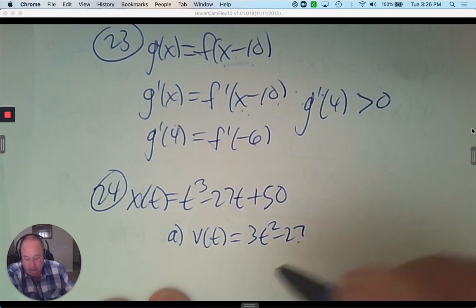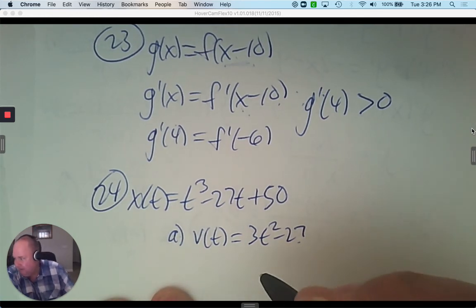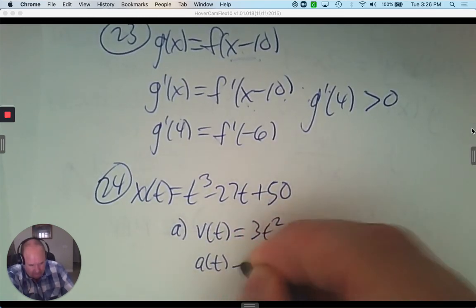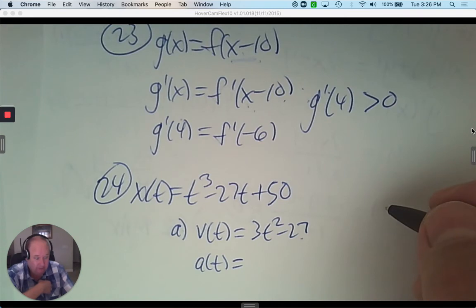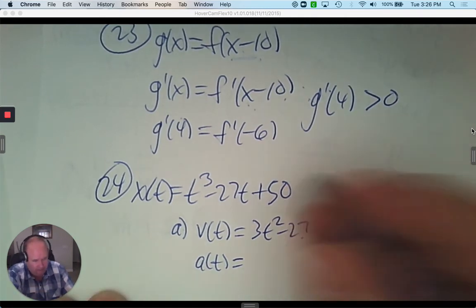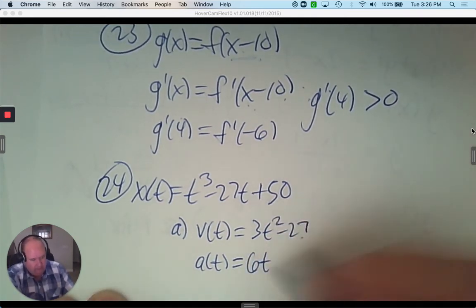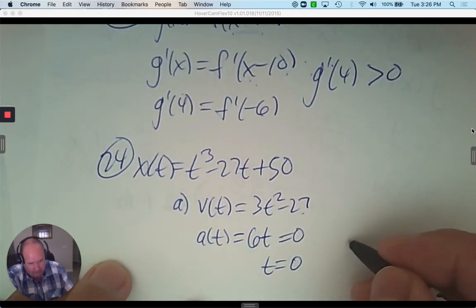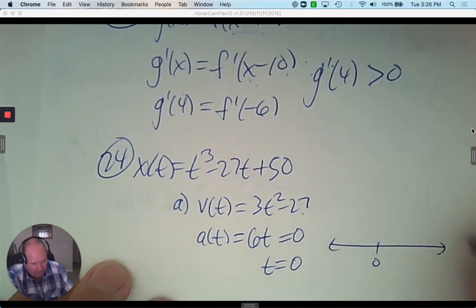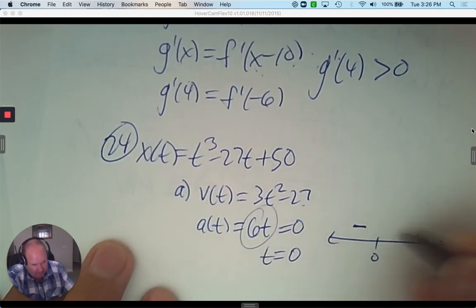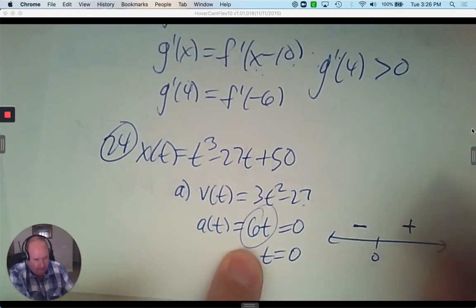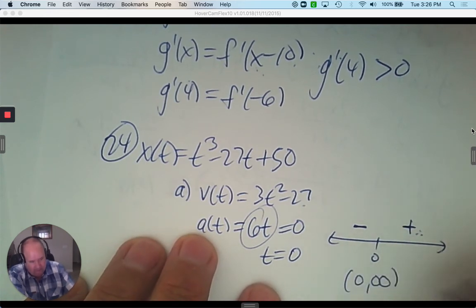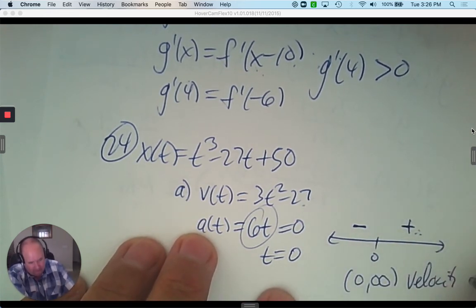So it's not when the velocity is positive, it's when the velocity is increasing, which means I need the second derivative. So to know when the velocity is increasing, I need the acceleration. That's the definition of acceleration, when velocity is increasing or decreasing. So I need the next one. That's 6t. Make it equal to 0. Solve it. So that's when the acceleration is 0, at 0. And then plug in. If you plug in a negative number, it's negative into the acceleration. Plug in a positive number, it's positive. So you can tell from 0 to infinity, velocity is increasing.